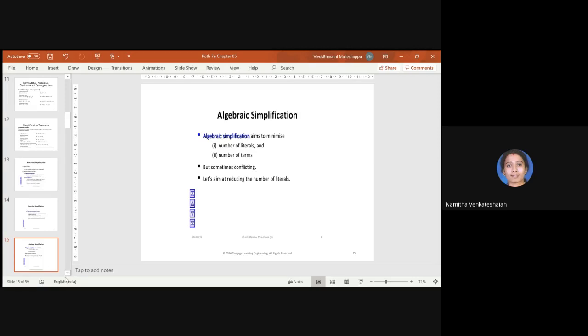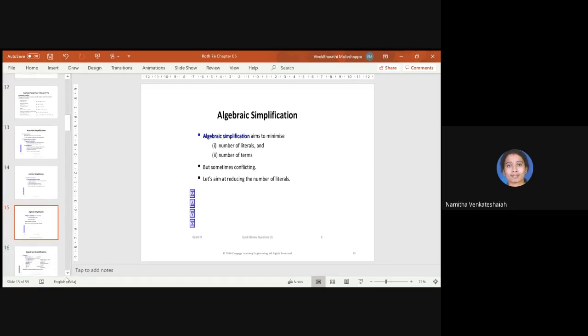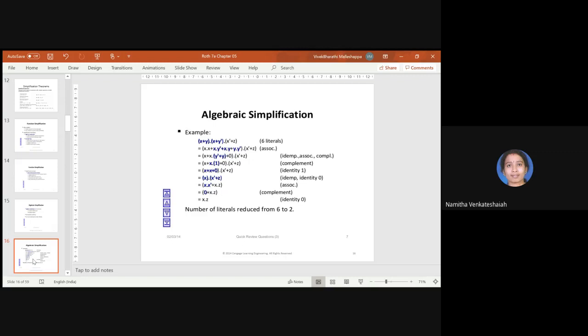How do you simplify? Look here. Here you have the equation. So what is the equation? (x plus y) dot (x plus y dash) dot (x dash plus z). So how many terms are there, students? Three terms are there. Each term is having two literals. That means there are totally six literals. So here we are doing various steps. You can observe various steps we are doing.